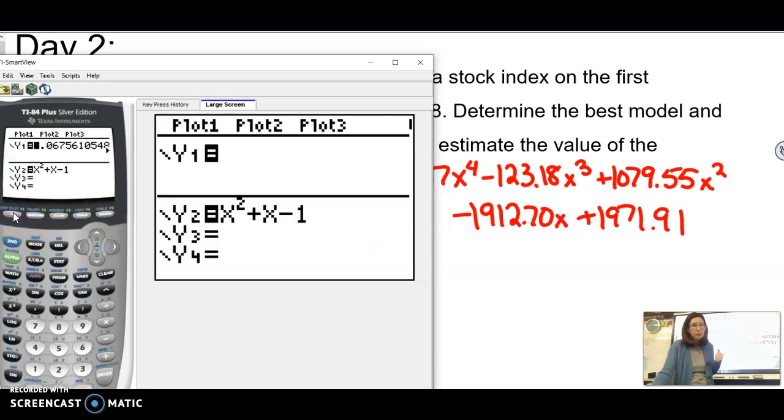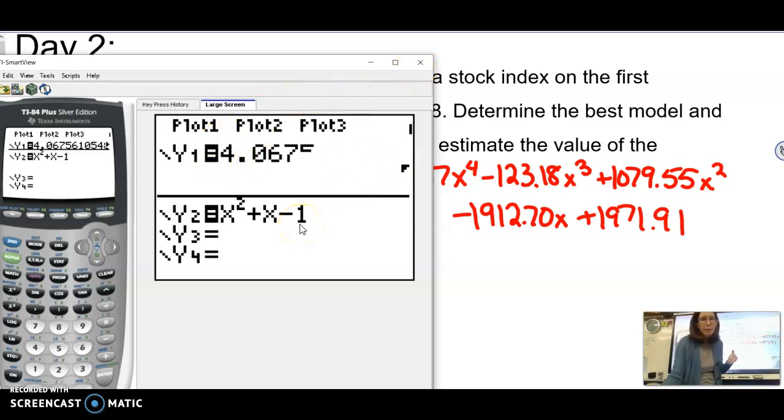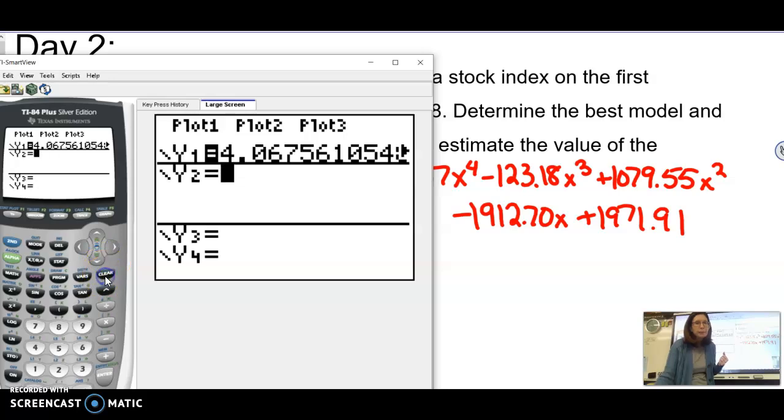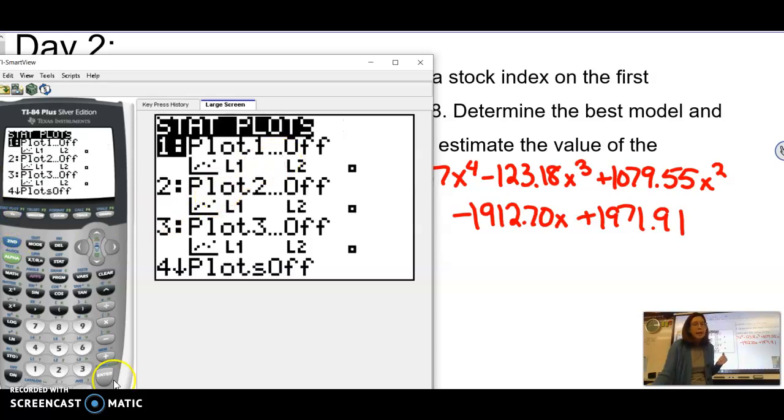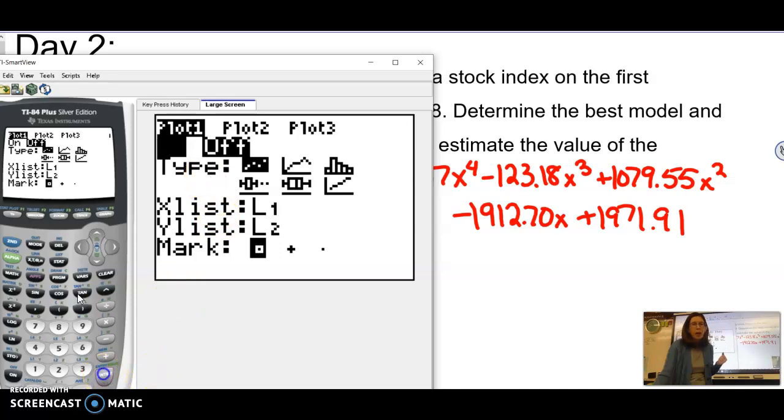So I'm going to go ahead and hit my y equals. You can see that the graph is there. I need to get rid of what's in my y2. There shouldn't be anything there. And I'm also going to go into my stat plot. So I'm going to hit second y equals and hit enter. I want to turn this plot on. This way I'll actually see the L1s and L2s show up. So I want it to look exactly like that.